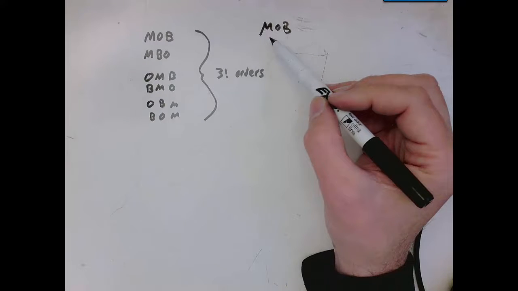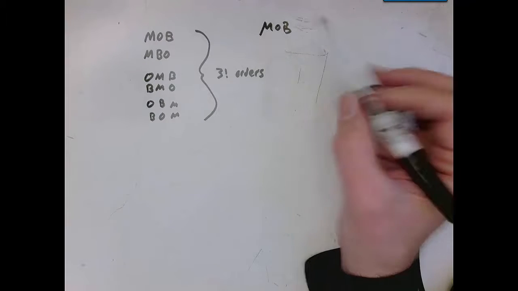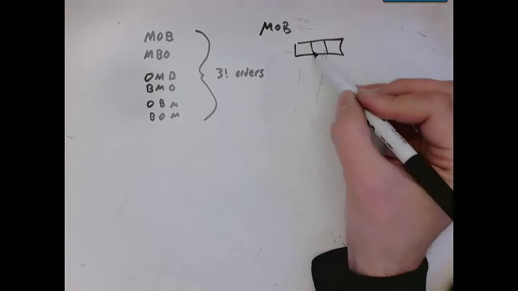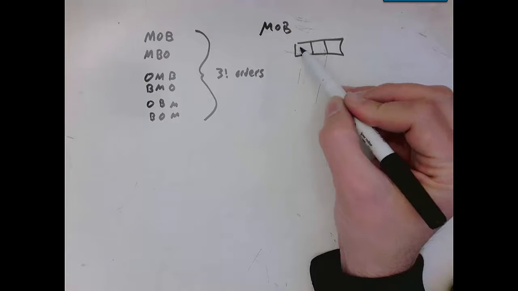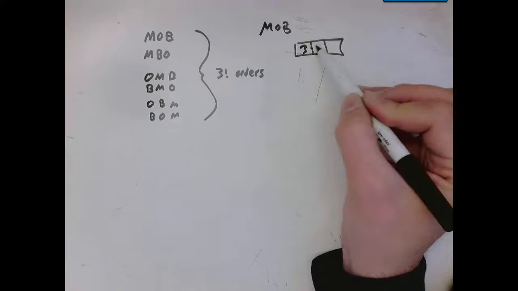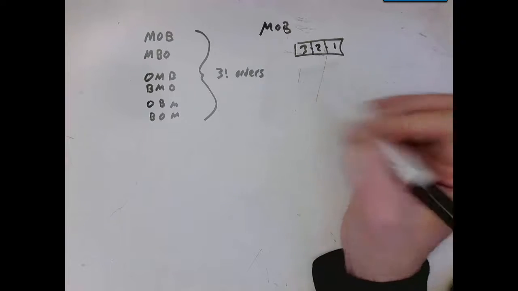So if I'm trying to put these 3 things in order, you can think about it as a fundamental counting problem where you say, how many options do I have for the first thing? 3. How many options for the next thing? 2. How many options for the last thing? 1. So that's 3 factorial.